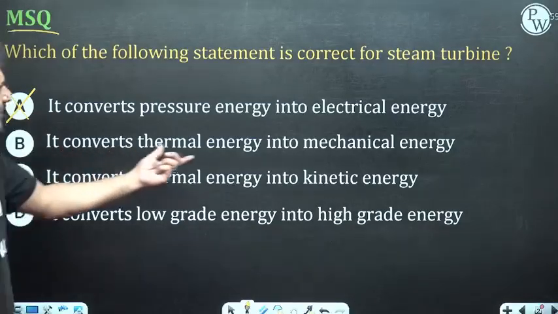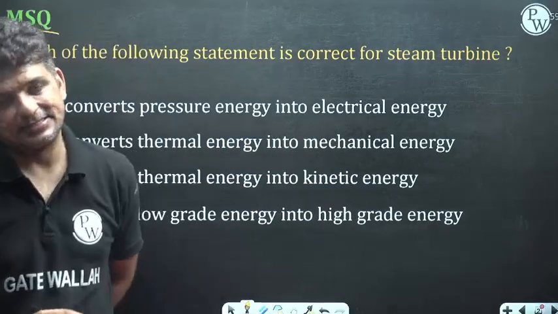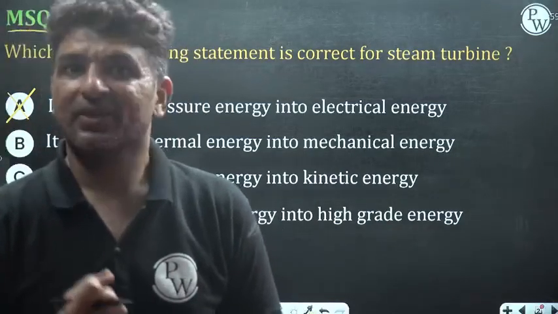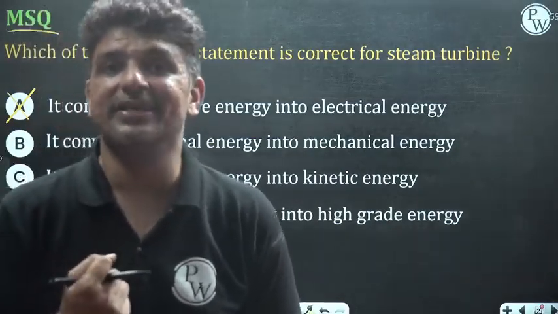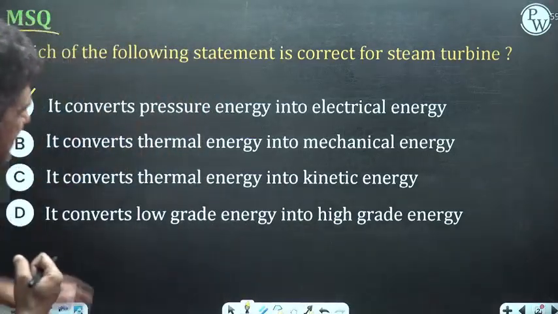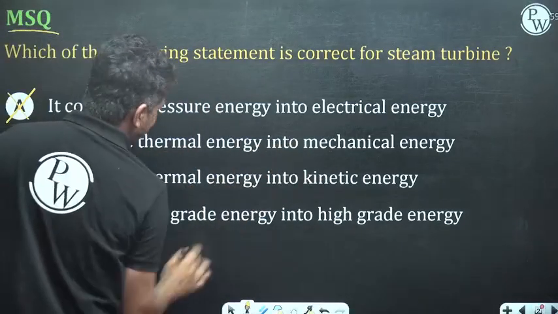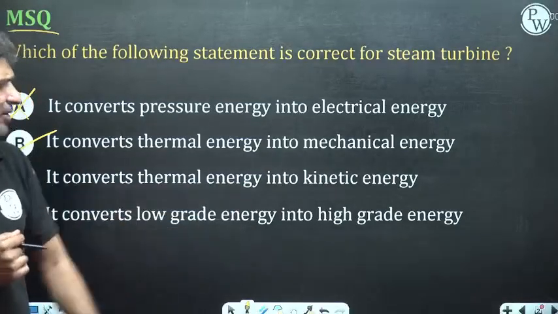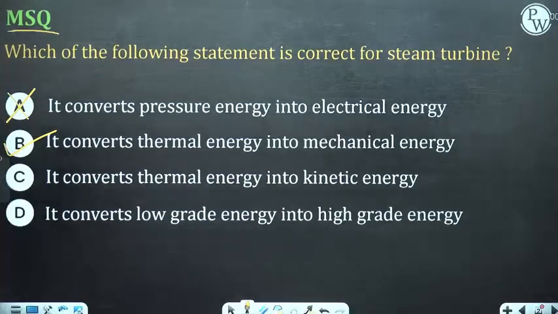It says it converts thermal energy into mechanical energy. Yes. So you have steam at high pressure, high temperature. That is the thermal energy contained in the steam. So your steam turbine actually converts the thermal energy into mechanical energy. This is a correct statement. Again, it says it converts thermal energy into kinetic energy. No, that is a wrong statement, because the energy that is developed by the turbine is actually the mechanical work. So the third statement is again wrong.